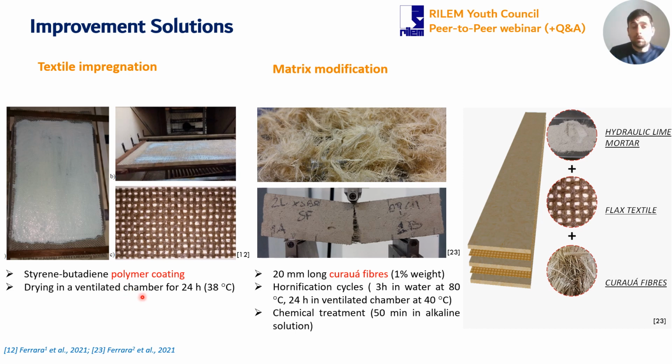In this case, I'm showing an experimental campaign that has been carried out by using a polymer coating applied on the textile that has been dried in a ventilated chamber for 24 hours at 38 degrees. And we also investigated the effect of matrix modification by adding short Kurawa fibers, 1% in weight, within the matrix.